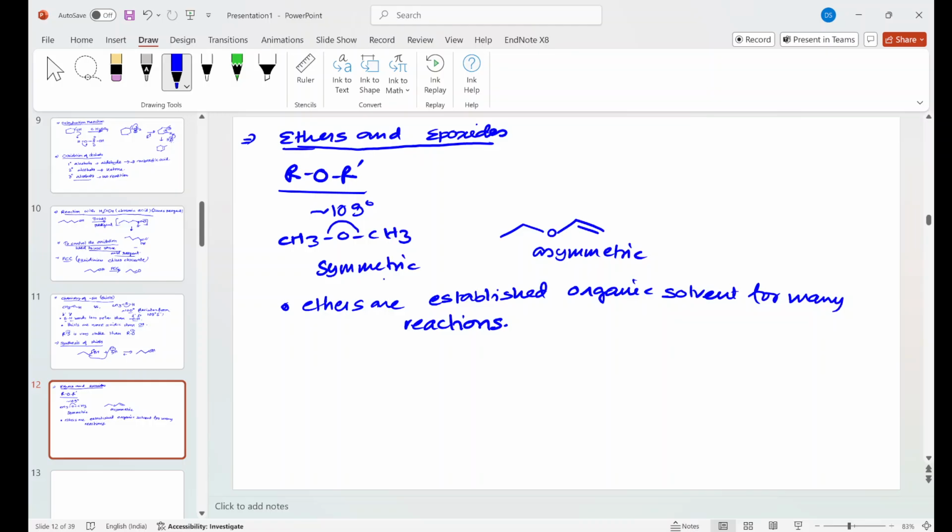And epoxide also: a three-membered ring consisting of an ether linkage. Okay, this is also called oxirane. We'll just discuss them in a few minutes. So let's start with the synthesis of ethers.